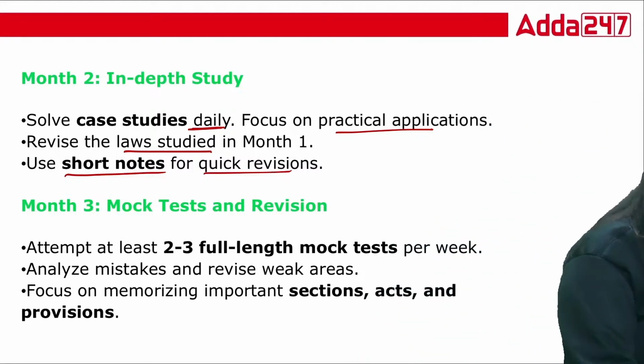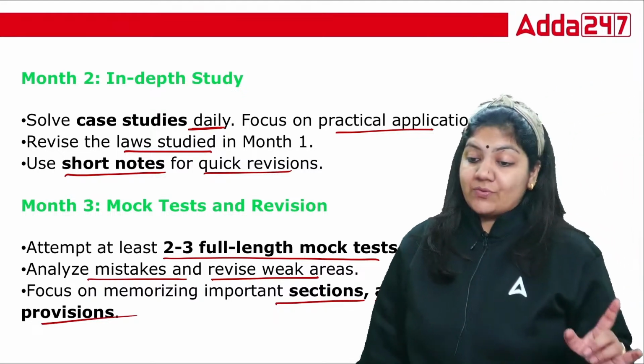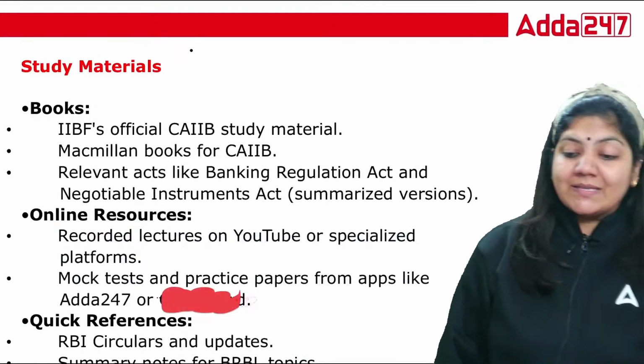Month 3 is mock test and revision. At least attempt 2 to 3 full-length mock tests. Analyze the mistakes, revise weak areas, and memorize the sections, acts and provisions. So these are the things that you have to study while making the study plan. Okay, and then after that, the study material.